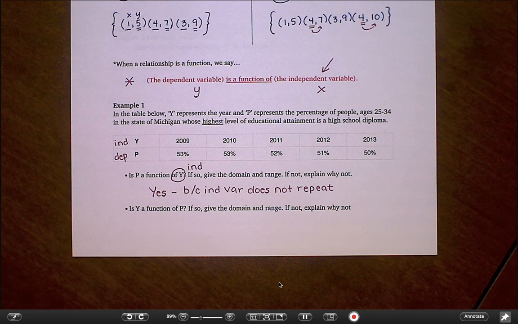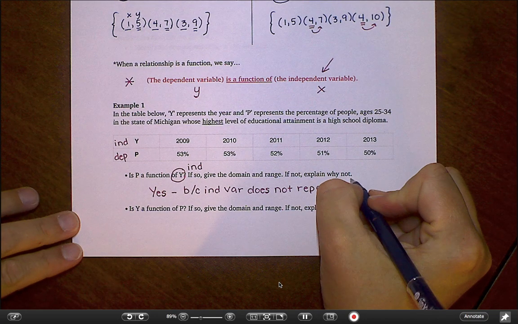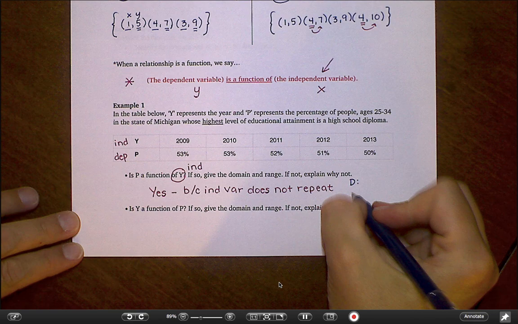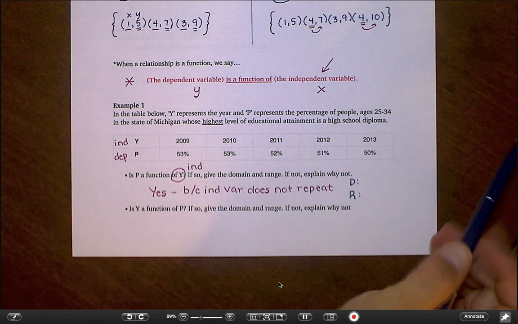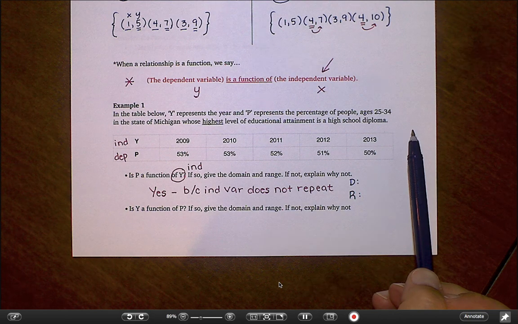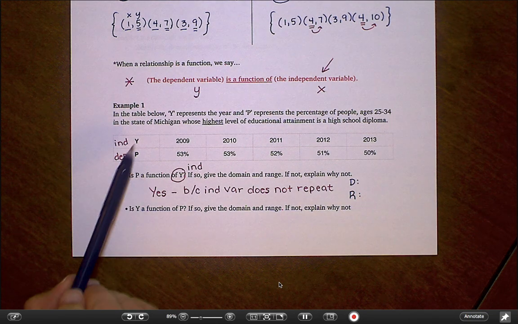This question also asks for domain and range because it is a function. So here's the tricky part about a question like this one, and this is why I clarified up there the difference between a finite and an infinite domain and range. When I ask you for the domain, I'm asking you what are the possible values of the independent variable.